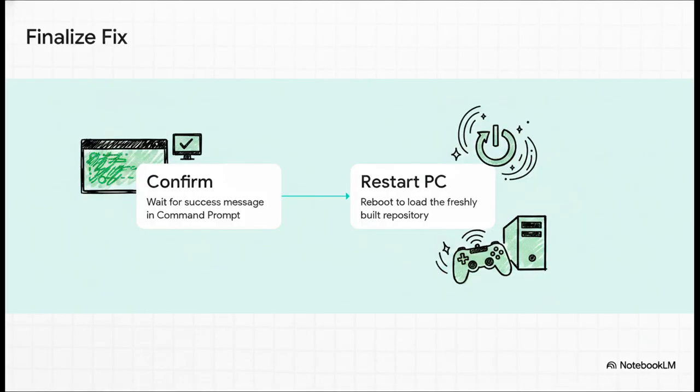The terminal should quickly spit back a message confirming the reset was successful. Once you see that, you're pretty much done. Just close the prompt and restart your computer. That reboot is absolutely crucial because it lets Windows load up the freshly built repository, giving DS4Windows the clean slate it needs to finally connect.